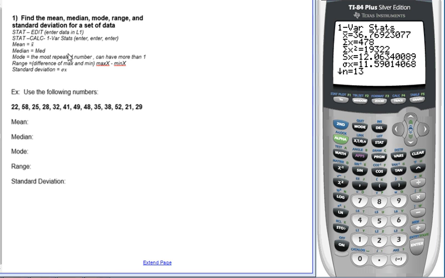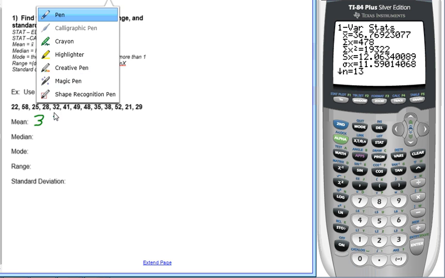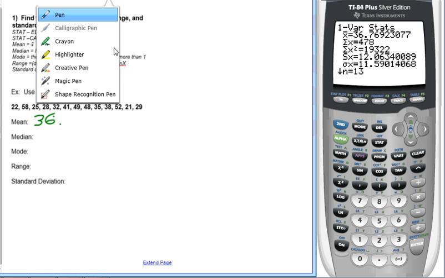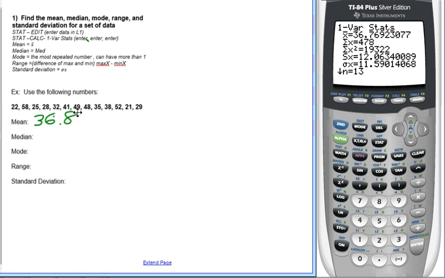From looking at my data in my calculator, I can see that the mean, or the average of my data, is 36.8. And if I scroll down, my median is 35.